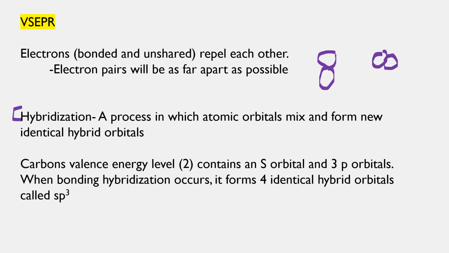If you look at the periodic table, carbon is in energy level 2. In energy level 2, we have 2s, and then we have 2p. Carbon is hanging out in 2p; it's actually 2p2. But p has 3 orbitals, we know that, and s has its 1 orbital. So when it bonds, this hybridization occurs, and it forms 4 identical hybrid orbitals that are called sp3. We'll talk more about that in just a second.